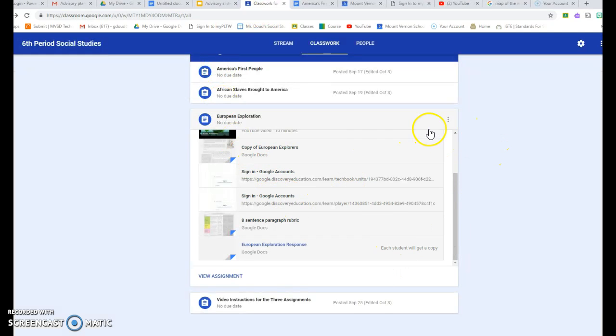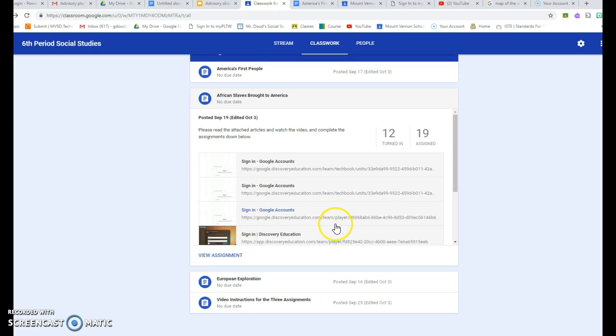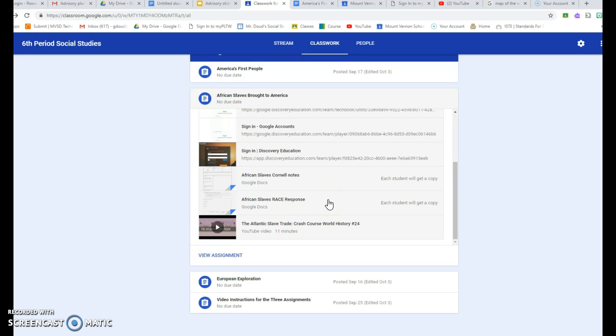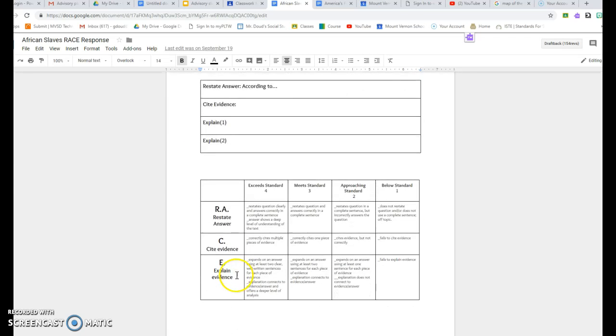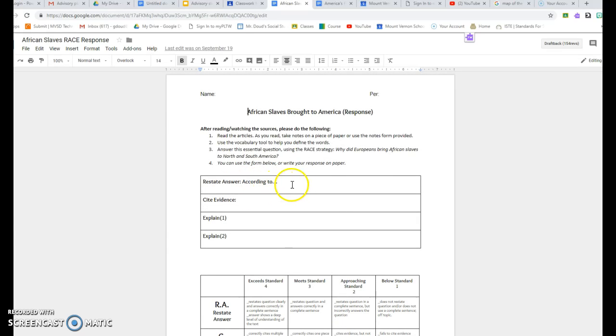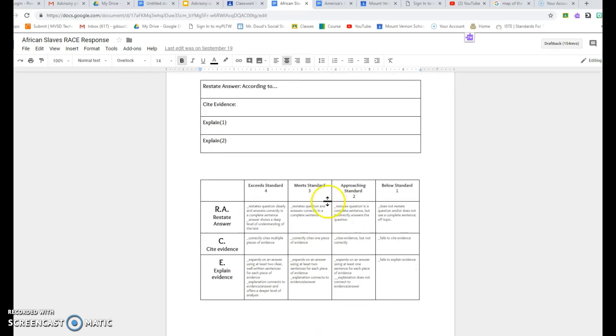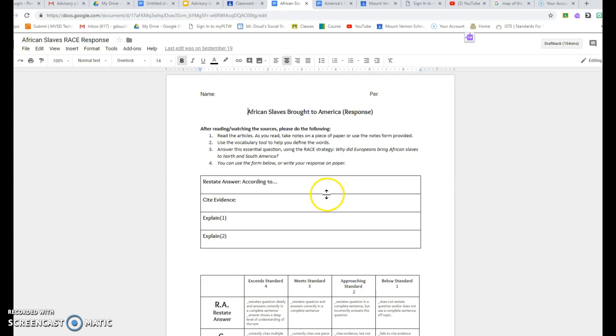And on the 3rd assignment, the African Slaves Brought to America, it just looks a little different in that the written response is in the form of the RACE response. And you guys have seen this. If you've been at LaVenture, you've seen this. And you can put them right in the blanks here, or some people have written it down below. However you want to do it, you want to do these 3 responses.